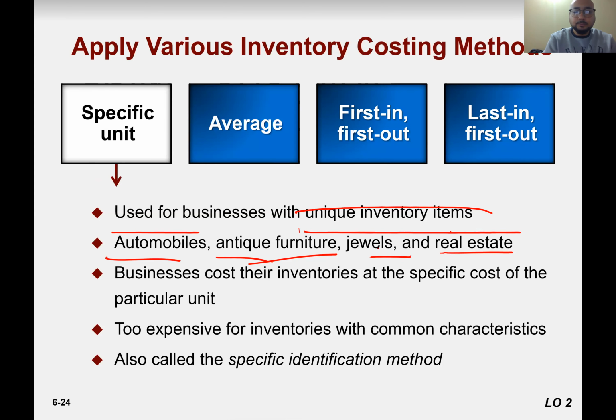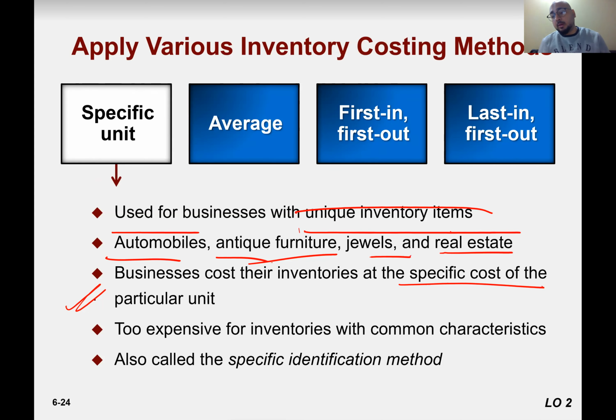So businesses cost their inventories at the specific cost of particular units. These are too expensive, right? Because in order to sell these kinds of items, you also need a specialized person who knows. For example, artwork. If you hire me to sell the artwork, I don't know the nitty-gritties here.